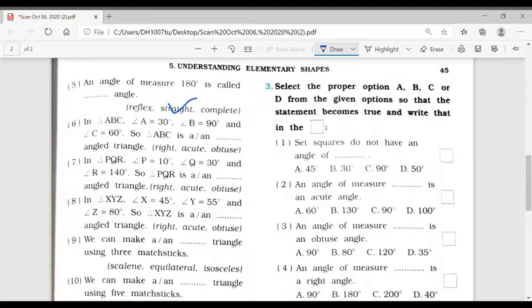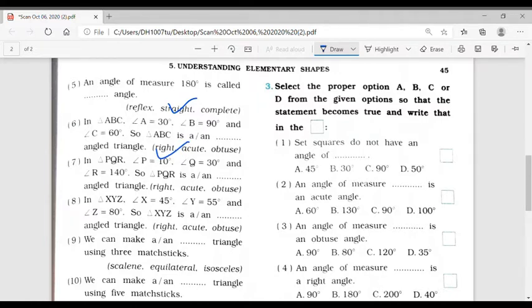Question number 6. We are going to start: in triangle ABC, if angle A is 30 degree, B is 90 degree, and C angle is 60 degree, so the triangle is a dash. Which type of triangle will it be? If one of the angles of a triangle is 90 degree, then the triangle is called right angle triangle. So you will put tick mark to right angled triangle.